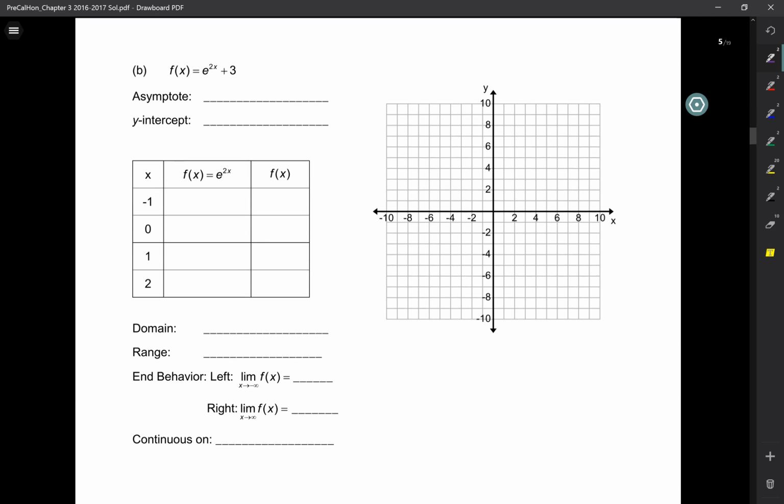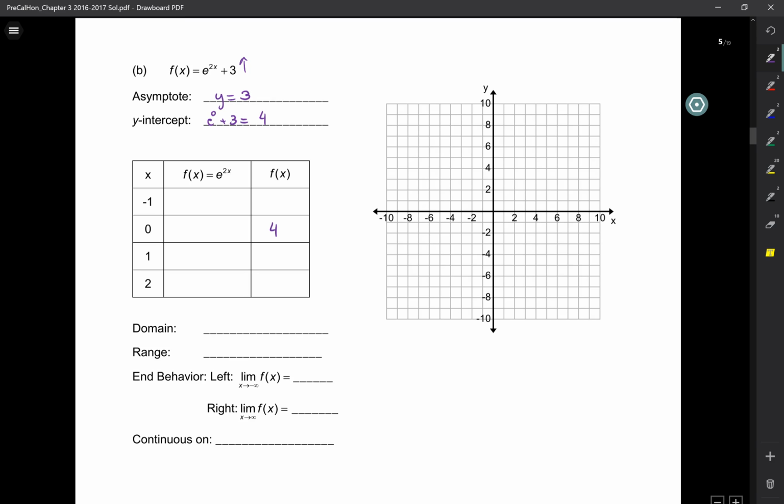All right, here's a much better one now. So where is the asymptote for this one? Well, this has a shift upwards of 3. So the asymptote is going to be y equals 3. Well, what's the y-intercept now? Well, it's e to the 0 plus 3, whereas before, our y-intercept was always at 1, right? It was always at 1. Now we just move 3 up, so it's at 4, okay? And we know that that's the same here.